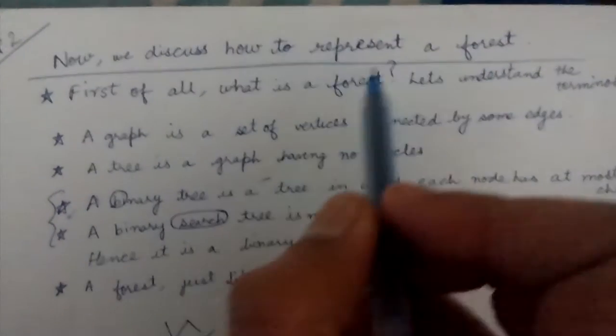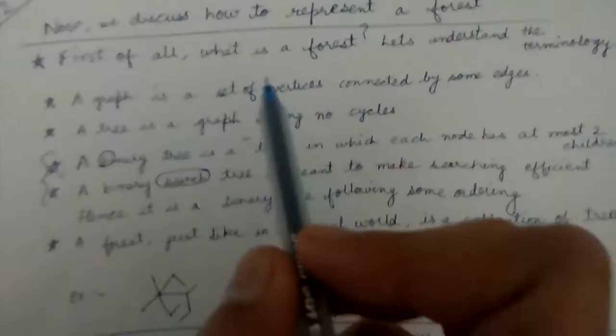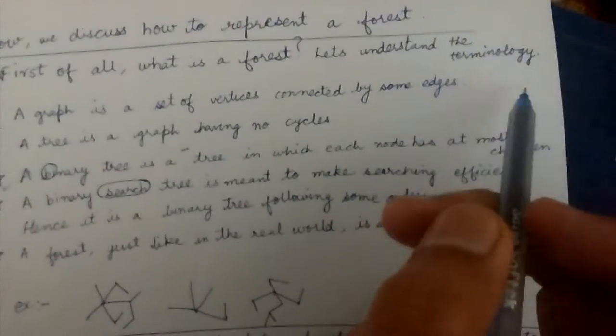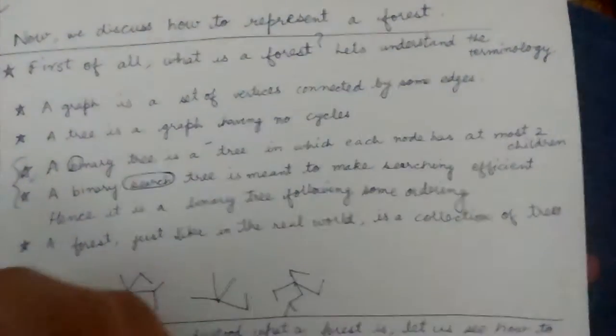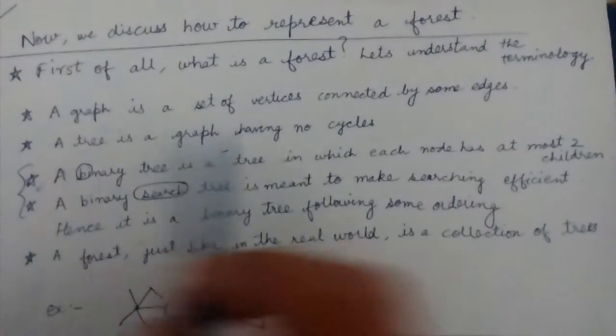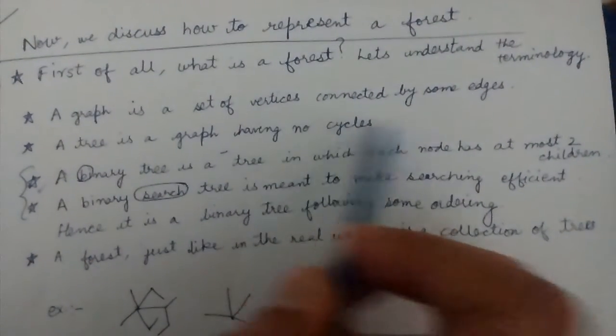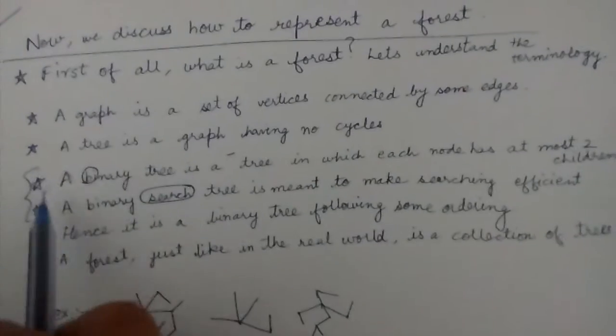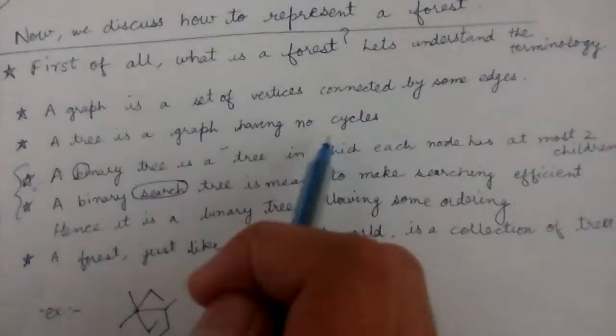So now we discuss how to represent a forest. But first of all, what is a forest? Let's understand the terminology of graph theory. A graph is a set of vertices connected by some edges. A tree is a graph having no cycles.